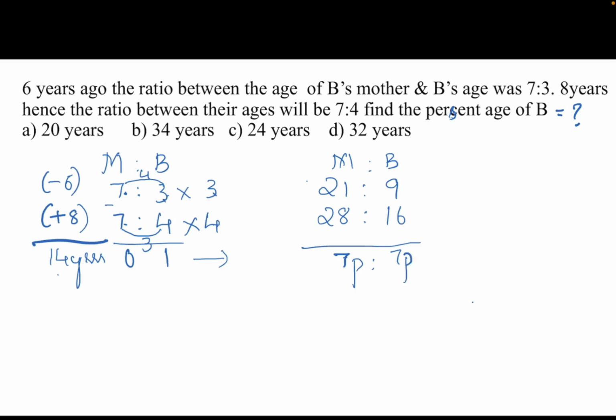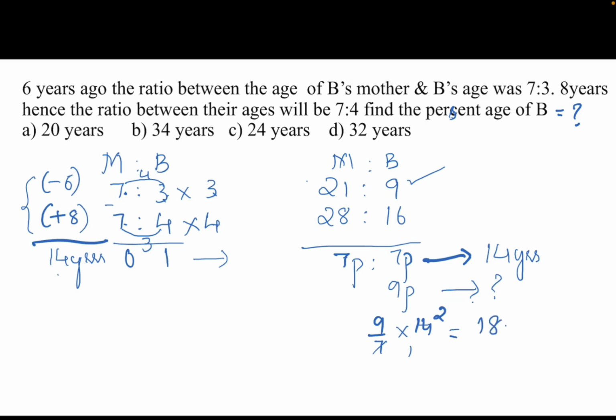Now 7 parts is direct, the difference between ratios and difference between the ages. Okay, directly I can equate. So 7 parts is 14 years. Then we want present age of B, isn't it? So 9 parts is how much? Okay, so it is 9 by 7 into 14. So 7 ones are 7, 7 twos are 14, so 9 twos are 18 years.